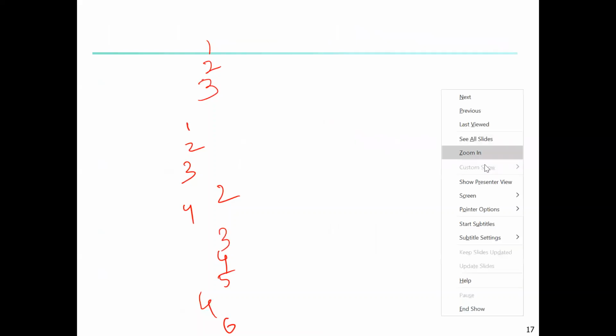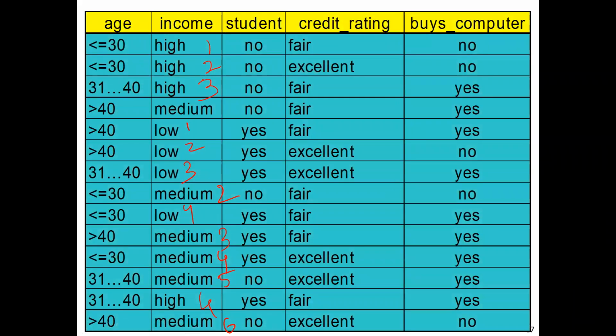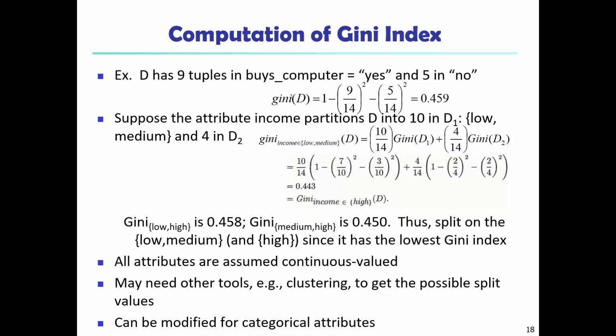Let's consider the same example. If you see here, we have 4 minimum, 4 high, 6 medium, and 4 low, right? So first we need to find Gini of D, which has all the class labels: 9 yes, 5 no. So we need to find Gini index: 1 minus (9 yes divided by 14 tuples) squared minus (5 no divided by 14 tuples) squared. That is equal to 0.459.